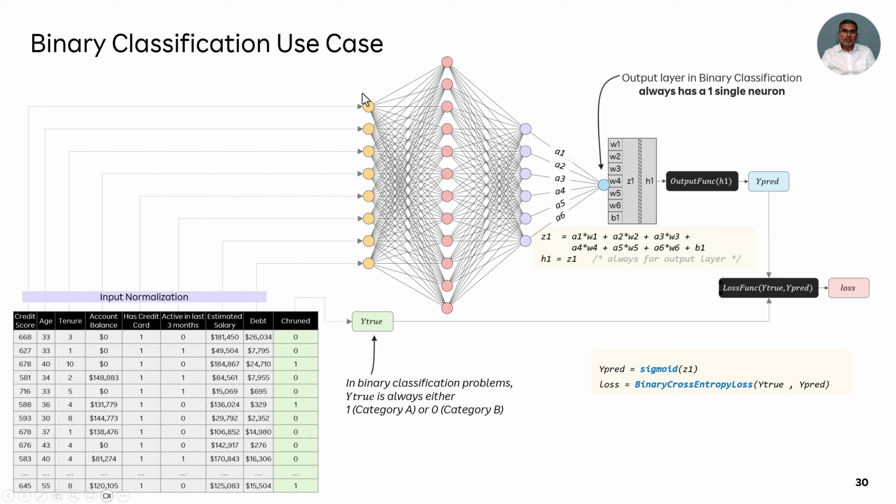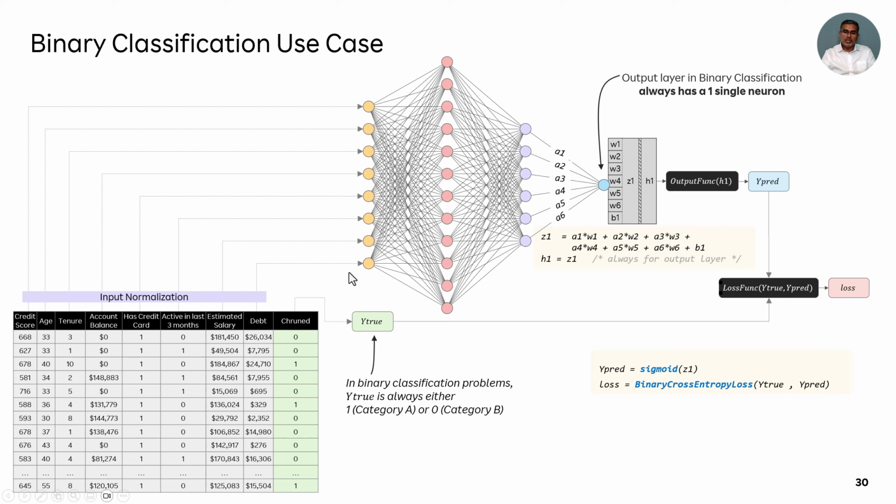Now, how many input neurons will be there in our input layer? How many inputs are there here? Credit score is 1, age is 2, tenure is 3, bank balance is 4, does he have a credit card is 5, are they active in the last 3 months is 6, estimated salary is 7, debt is 8. So you have 1, 2, 3, 4, 5, 6, 7, 8 neurons.